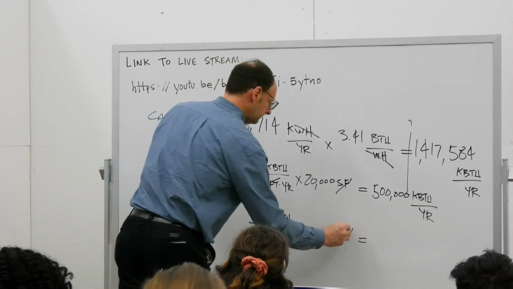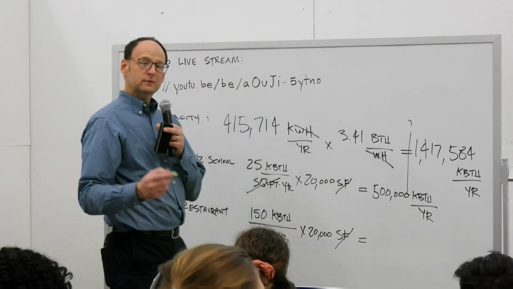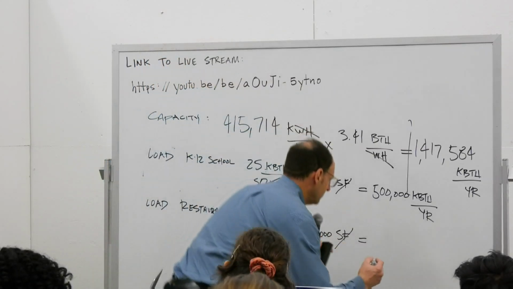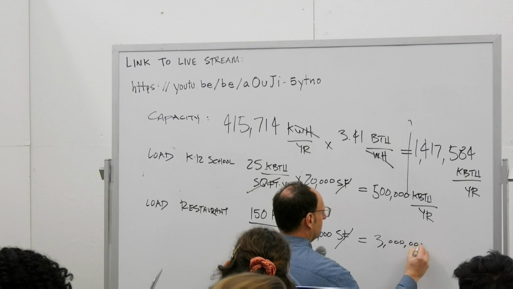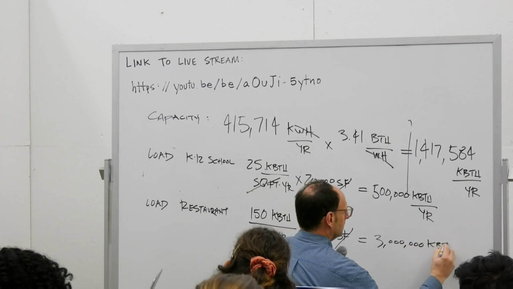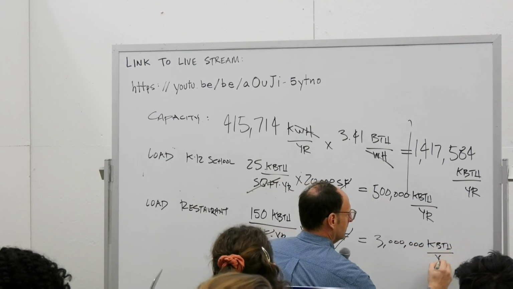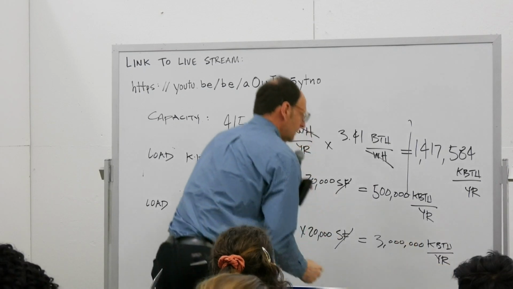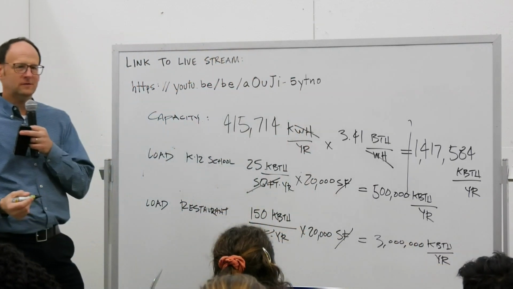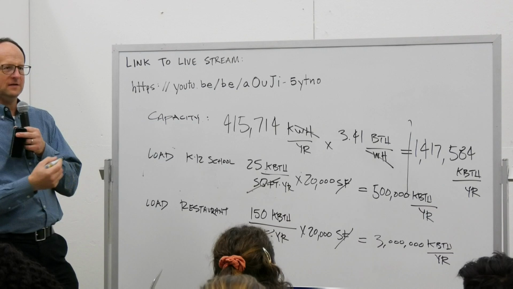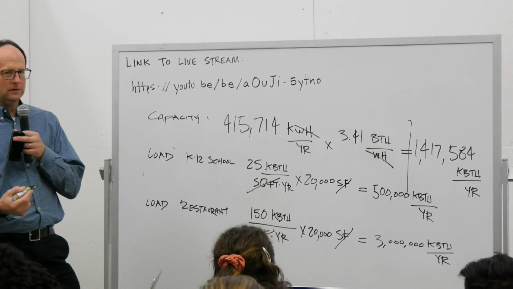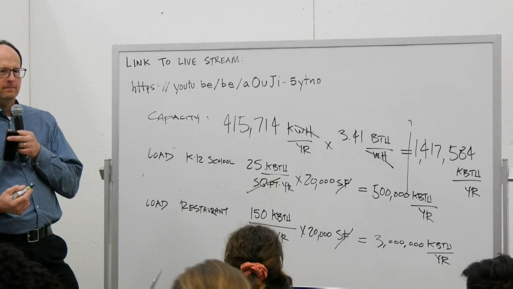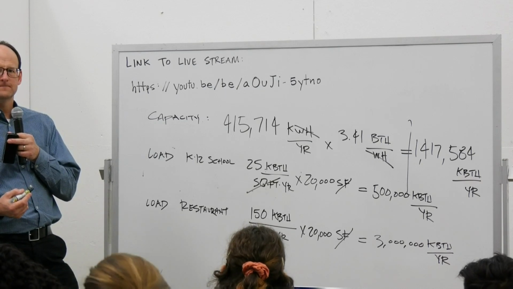Square feet cancels out again. It's 3 million. So now we need 3 million kBTUs per year. So what are you going to do as designers faced with that ZNE challenge? Your capacity is less than what your building needs. What are you going to do?